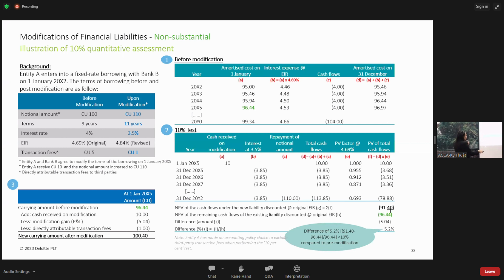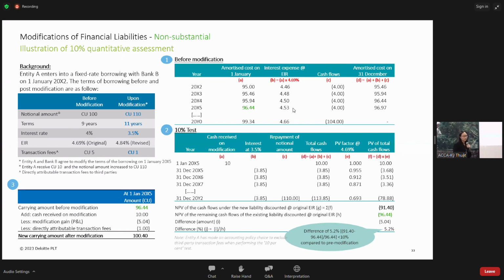So when I compare 91 and 96, the difference is 5.04. So I convert it into a percentage. 5.04 divided by 96.44 is 5.2%. So it becomes less than 10%.